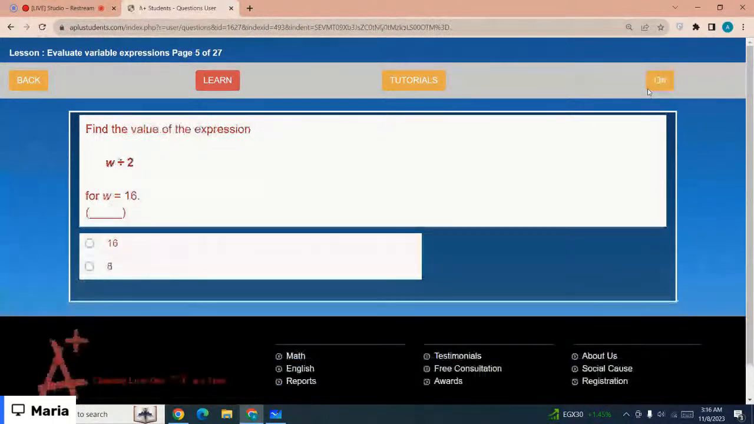Okay, find the value of the expression w divided by 2 and you have to replace the w by 16. So which is the correct option? Yes, the correct option is 16 divided by 2, and 16 divided by 2 is 8. The correct option is 8.